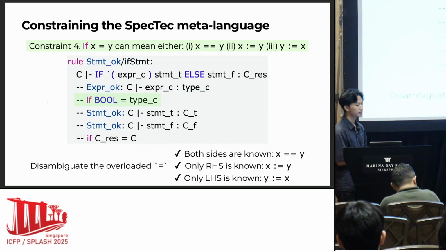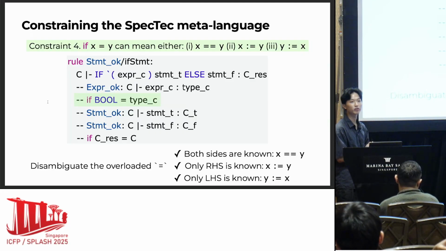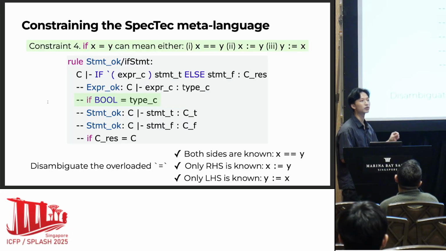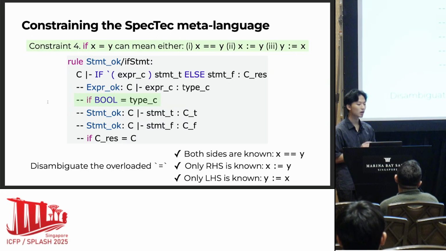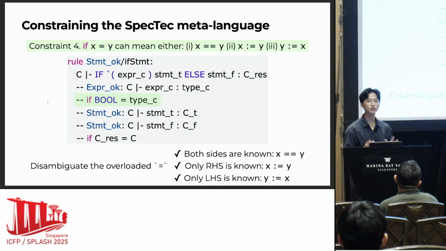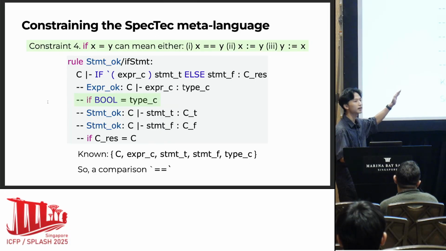And the next constraint is that, moving on to the next premise, we see an if x equals y type of premise. And here notice that the equal symbol is overloaded. It can mean either an equality check, a binding from left-hand side to right-hand side, or vice versa. We disambiguate the equal symbol by consulting the known variables. If both sides are known, it must be an equality comparison. And if one side is known while the other side is not, it must be an assignment. And all the other cases are rejected because the data flow is unclear. For this case, because we know type C and bool is a terminal symbol, we interpret this as an equality comparison.